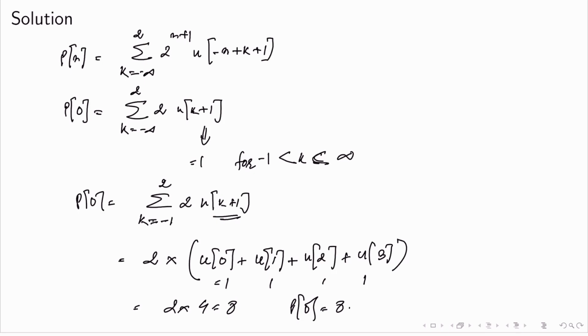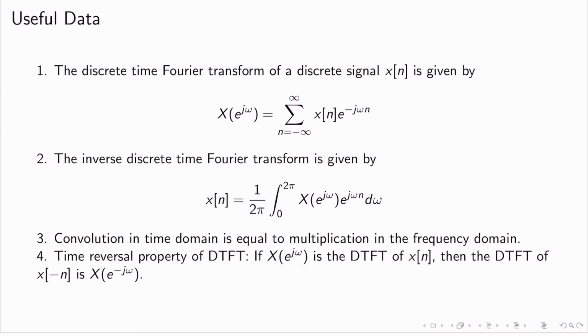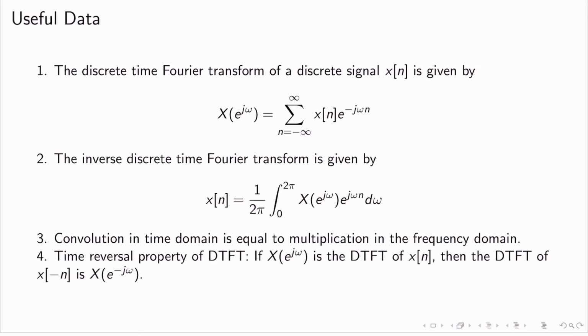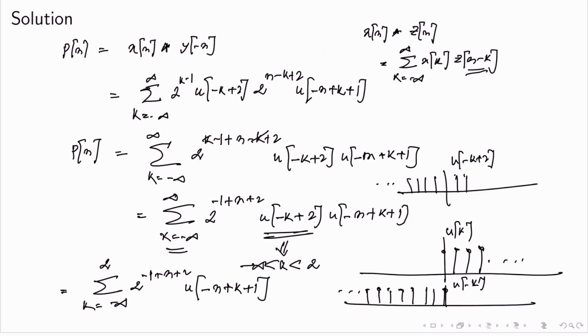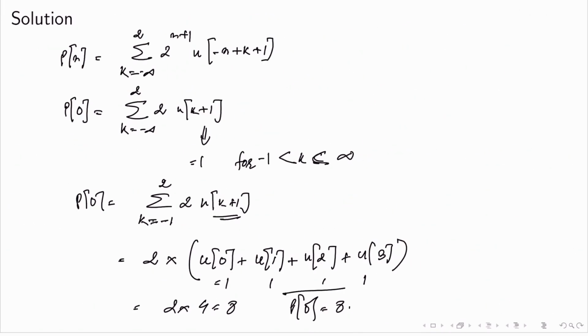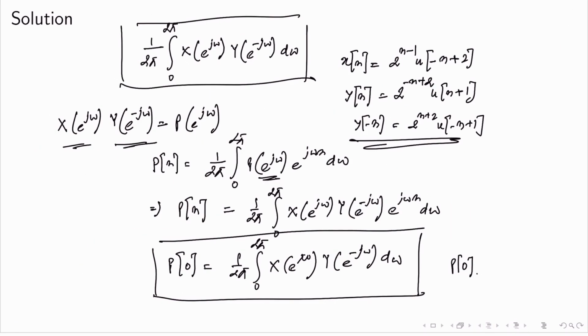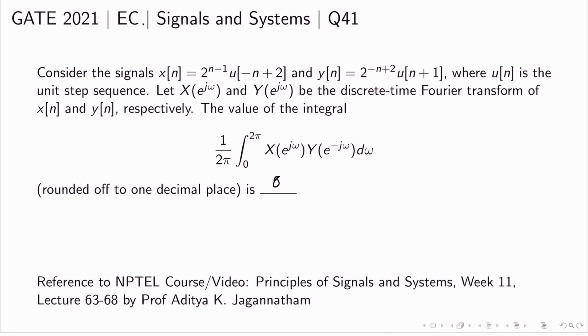So the final answer is p of 0 equals 8, and therefore this integration will be equal to 8. Understood? P of 0 is nothing but 1 by 2π, integration from 0 to 2π, X of e to the power jω, Y of e to the power minus jω dω, and therefore the solution is 8. Thank you.